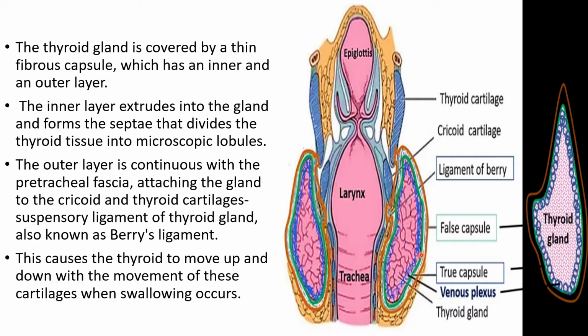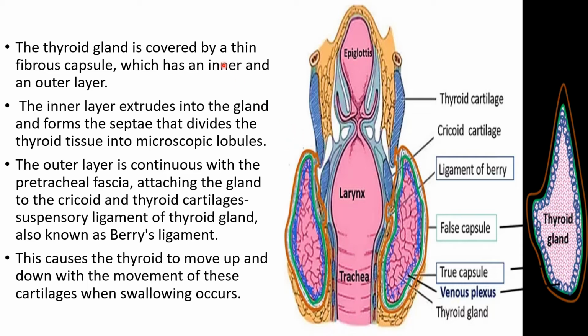Then the outer layer, that is the false capsule, is continuous with the pretracheal fascia. It is in close relation with the pretracheal fascia and thus it is attached to the cricoid cartilage. This attachment, the structure which attaches the thyroid lobe to the cricoid cartilage, is called the Berry ligament or ligament of Berry. Because of the attachment of the thyroid lobe to the cricoid and thyroid cartilage, we can see the movement of the gland in the anterior part of the neck when we swallow something.